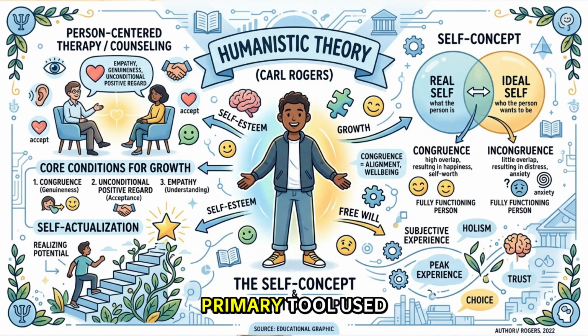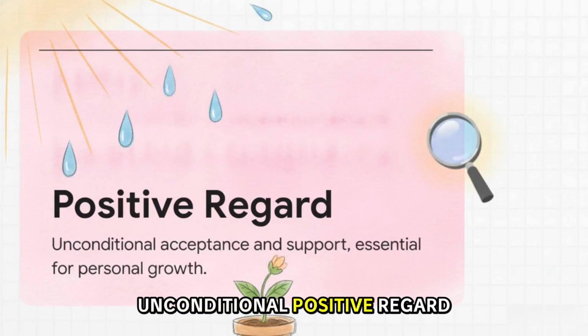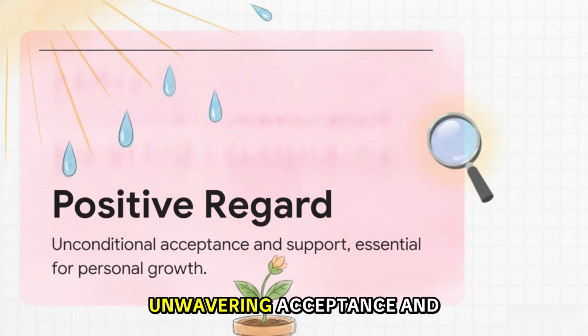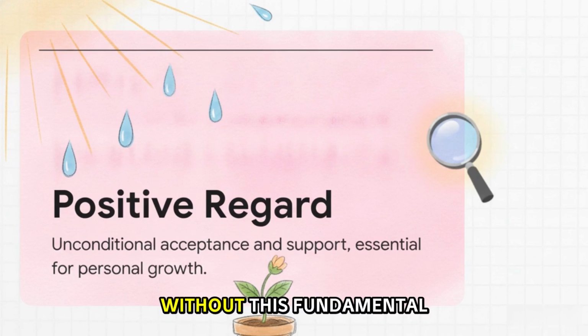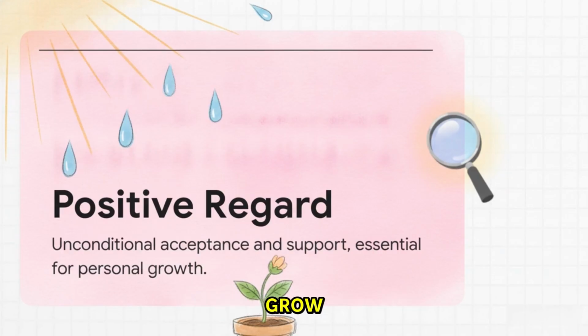And the absolute primary tool used in this therapy is a concept called unconditional positive regard. This involves complete, unwavering acceptance and support of the person. Think back to our plant metaphor from earlier. If congruence is the blossoming flower, then unconditional positive regard is the nourishing water and sunlight. Rogers firmly believed that without this fundamental acceptance, a person's psychological seed simply cannot grow.